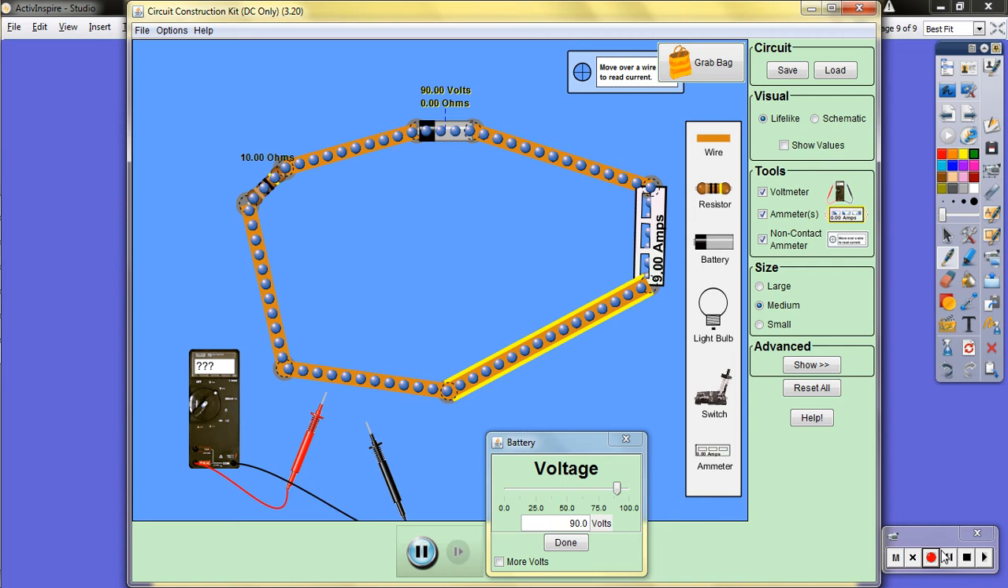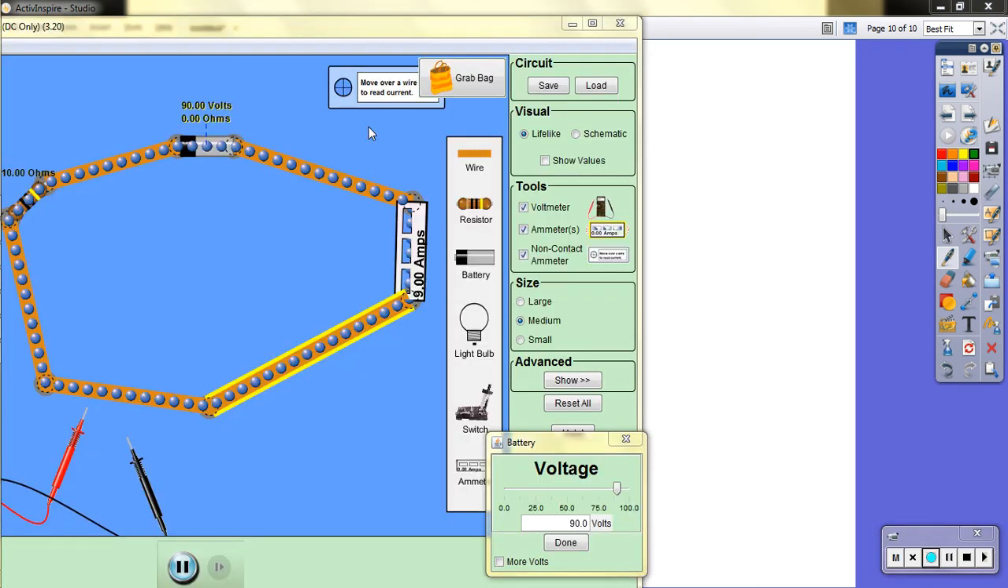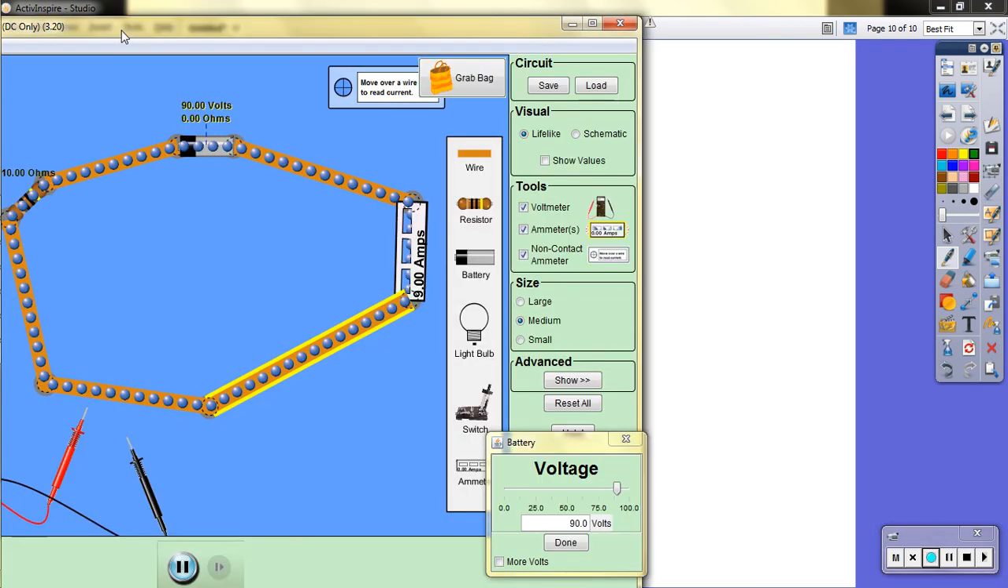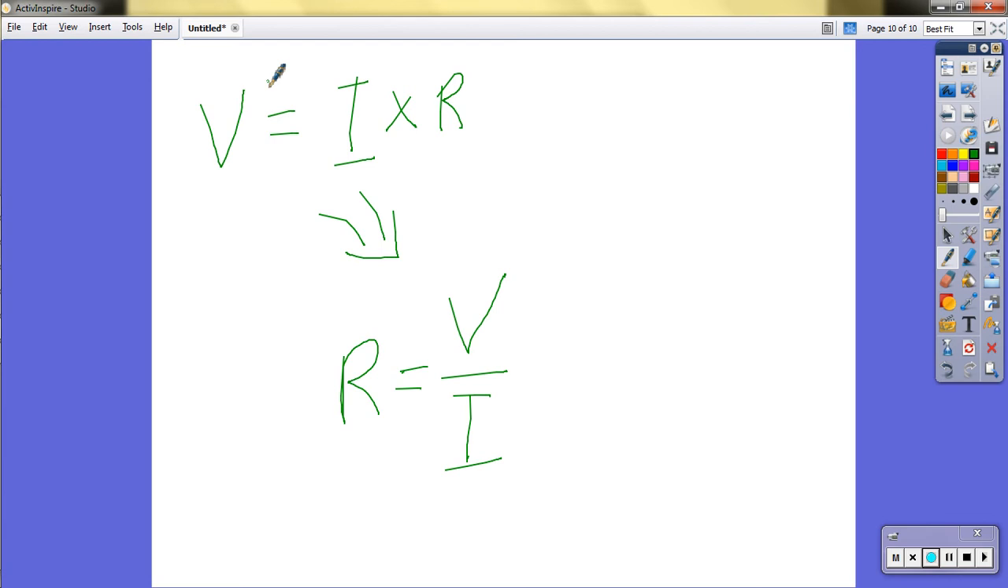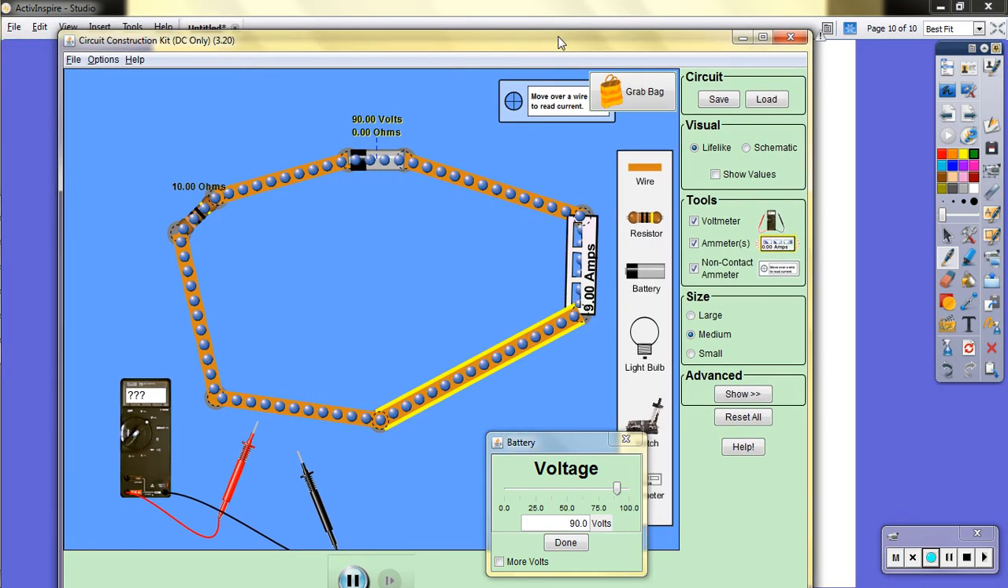Alright, so let's go to the other screen. So what we find is V equals I times R. We're looking straight at it. My voltage is 90, my amps are 9, my ohms are 10. Voltage equals 9 times 10. Perfect. When we rearrange that equation, our resistance is voltage over current. Nice and easy. Something very simple.